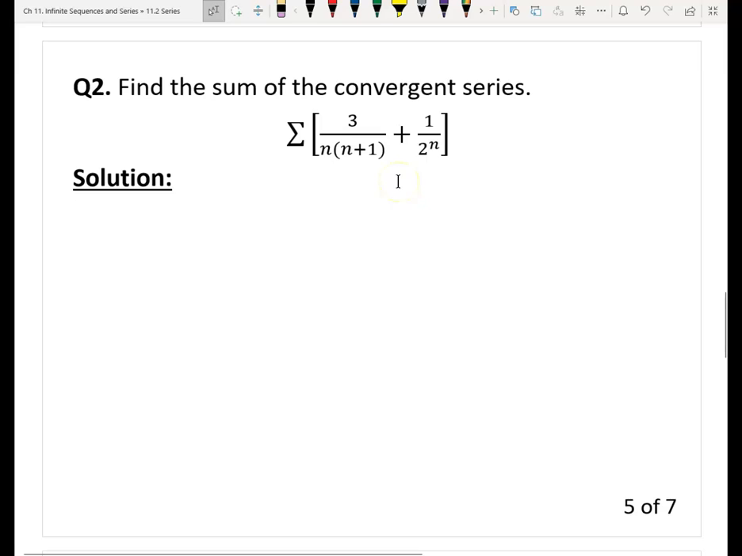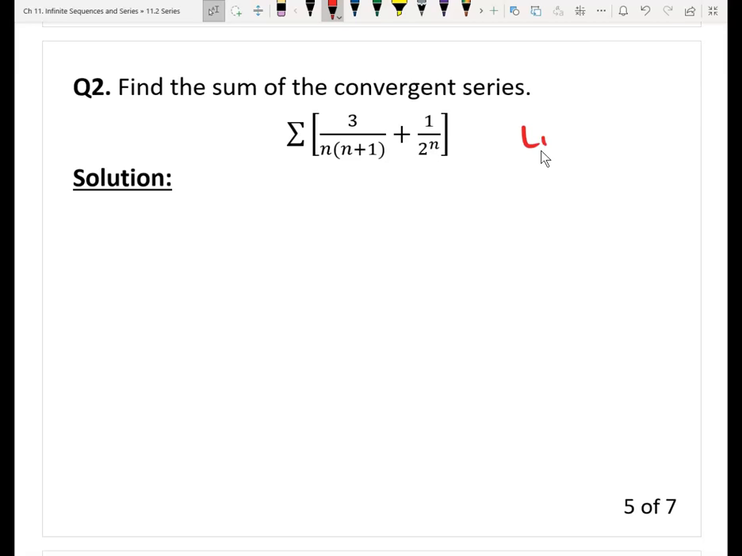Think about which way we can do it. Of course, it's not a geometric series, right? We do not need to use the definition. Why? Because now we have two terms added together. This is a linear combination. So we can do this. We can directly use the linear property to break this down into two series. That's the first step we can imagine.